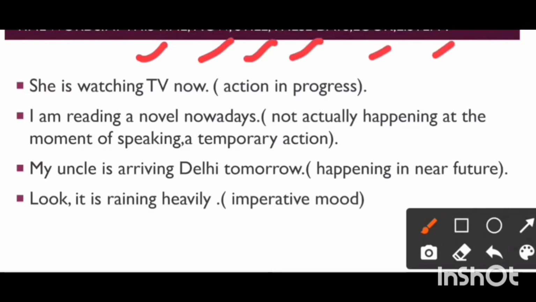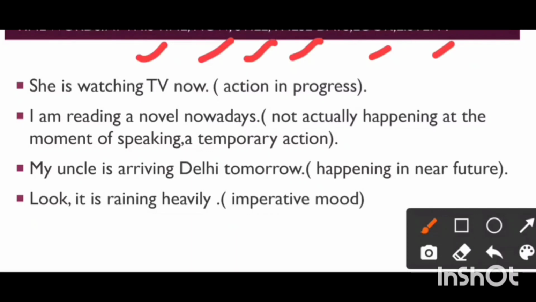She is learning a lesson now. He is still working. I am reading a novel these days. Look, the train is coming. Listen, you are not damaging or destroying the furniture. So, we use such time expressions.